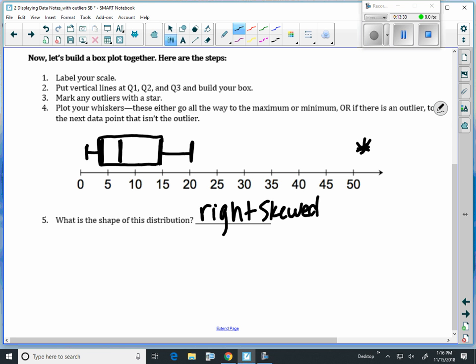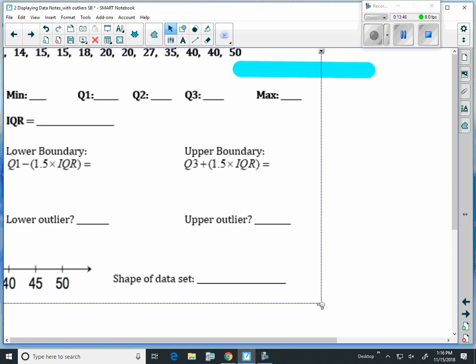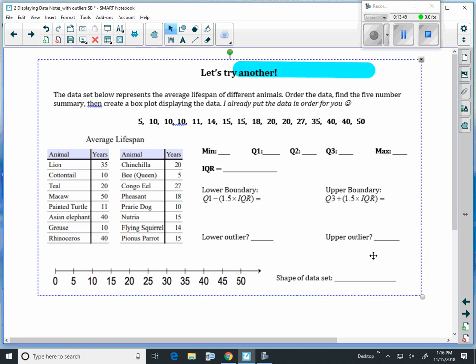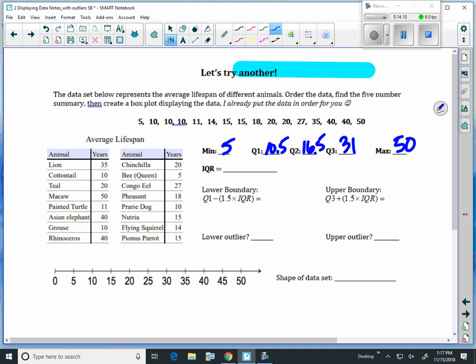Okay, so let's go ahead and do the next one. Do you want to use Desmos to get those numbers? No. Remember, they're already in order. It should be easy. Okay, here's what I'm going to do. Since we're slow on time, I'll go ahead and give you the numbers. Minimum is 5. Q1 is 10.5. 16.5 for Q2. 31 for Q3. Max is 50.